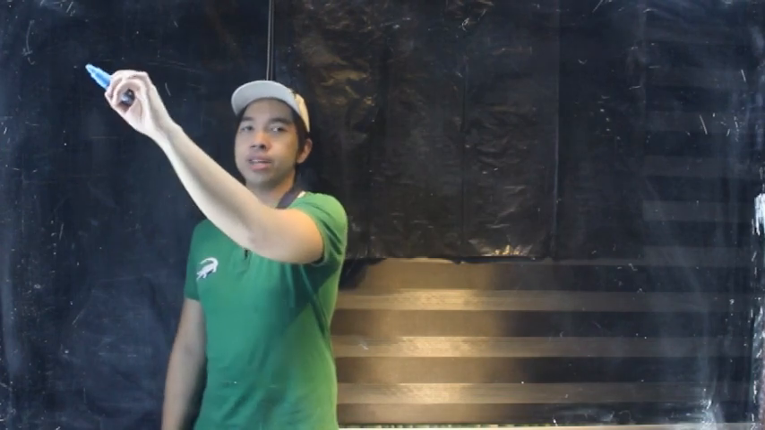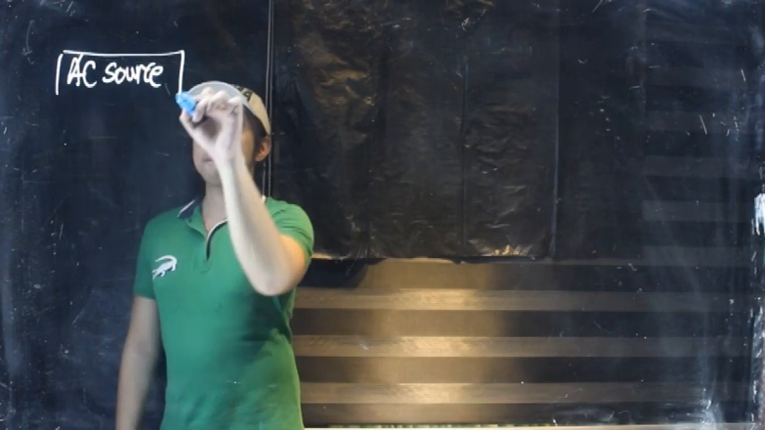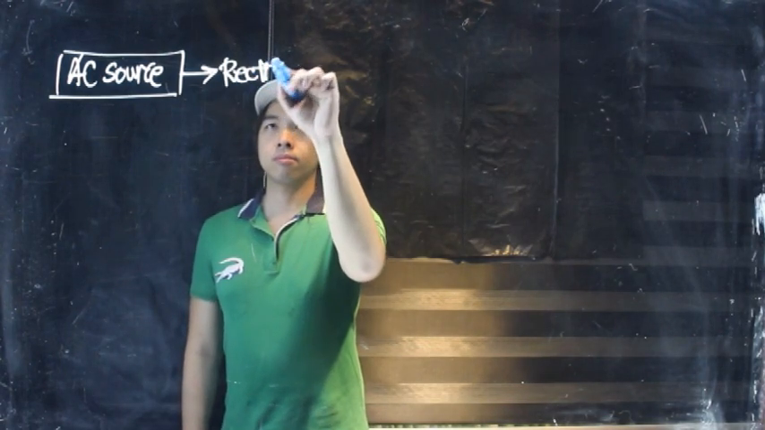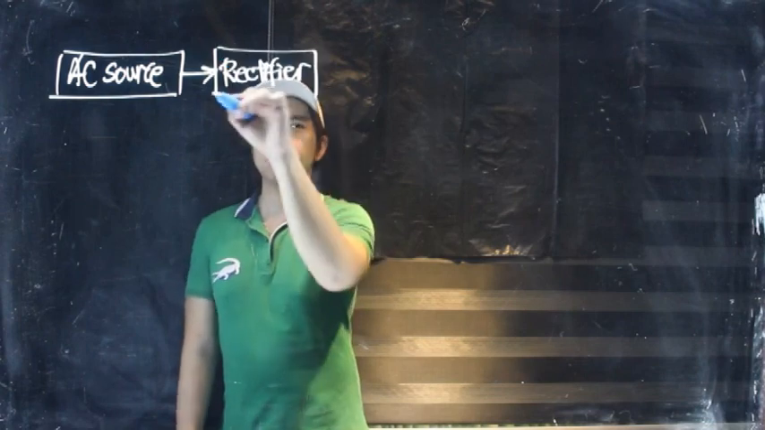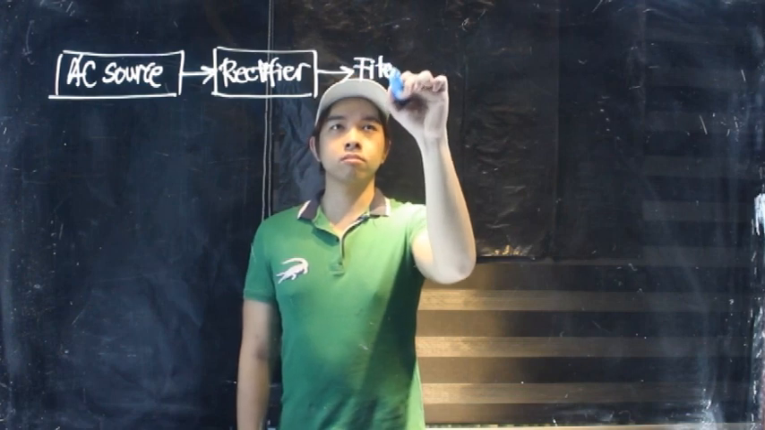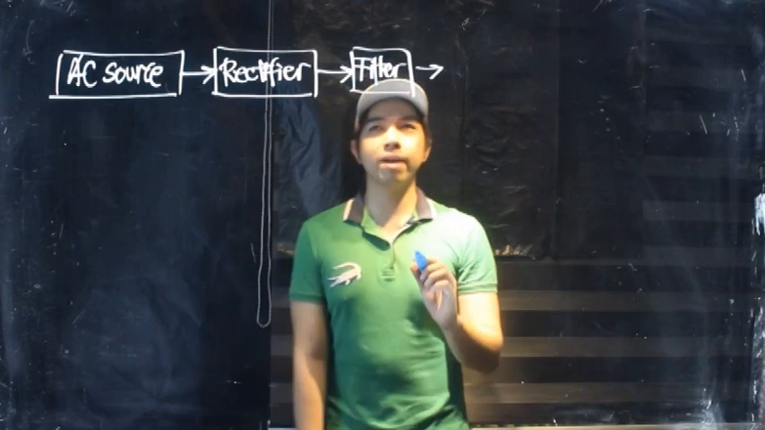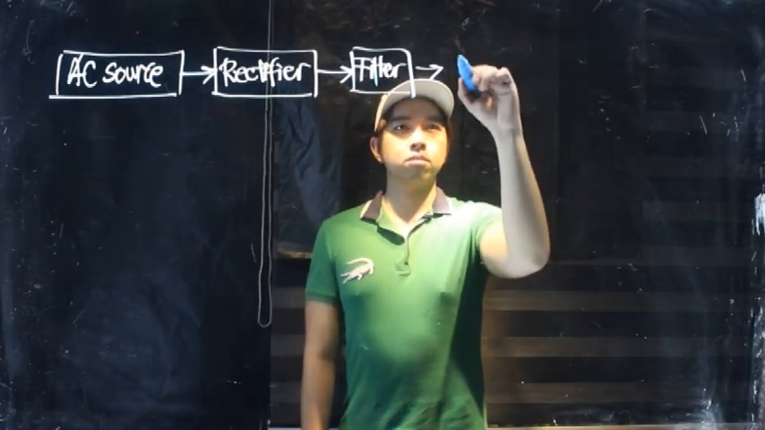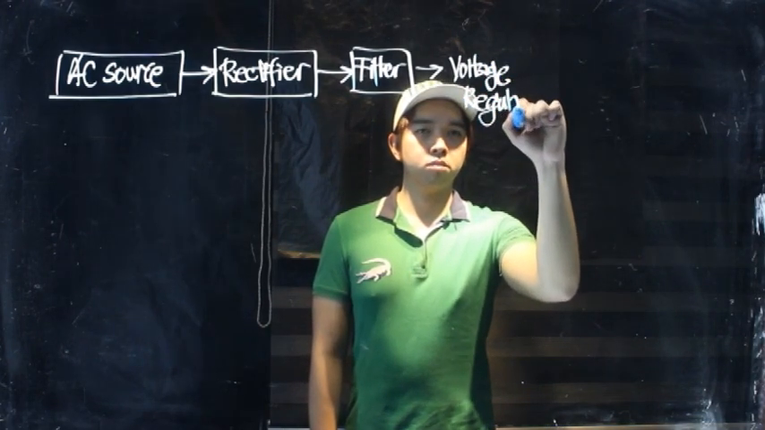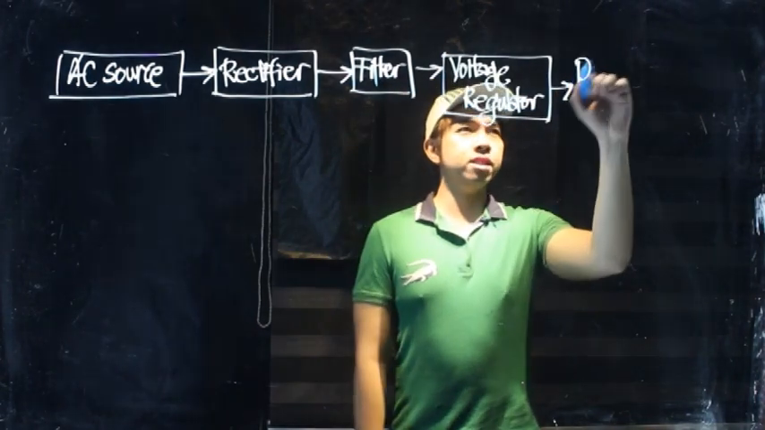For the first block, we have here an AC source, followed by a rectifier, followed by a filter, followed by the voltage regulator, and lastly, that would be our DC output.